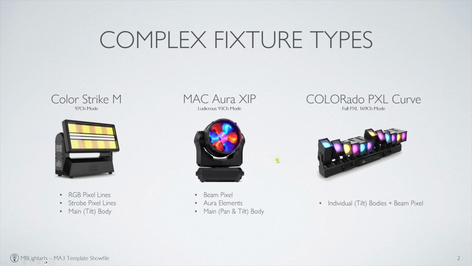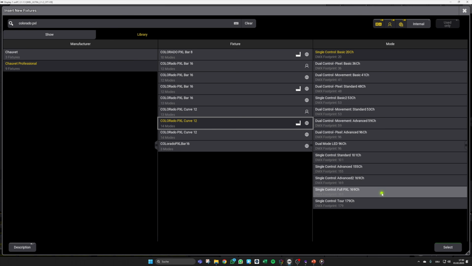For the end of this video, we will have a look at the Colorado pixel curve, which is a fixture that looks really complex, but it's much easier than you think and much easier than those two other fixtures. So let's do a quick run here. First, I will patch my fixtures as always, starting with the manufacturer profile, and I'm using this full pixel mode with 169 channels.